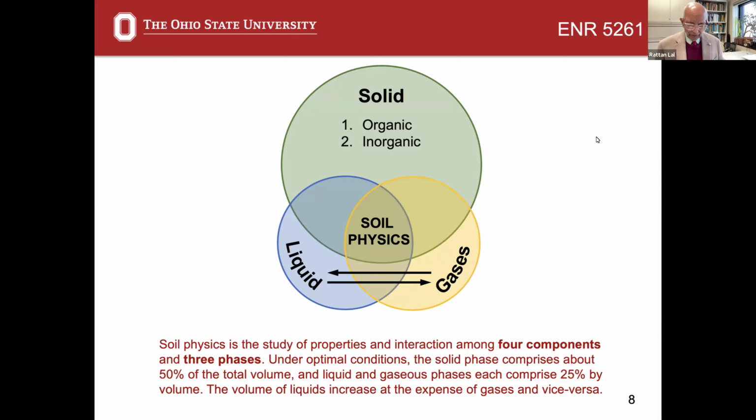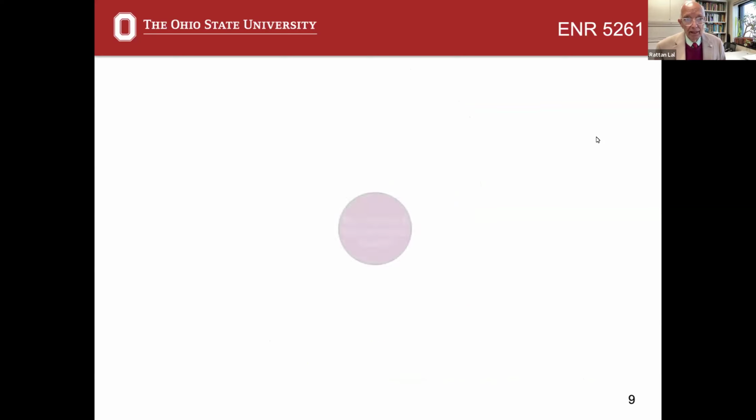When soil is saturated completely, the gaseous phase is 0. And when soil is completely dry, the liquid phase is 0. And it varies with time. The volume of liquid increases at the expense of the gas and vice versa. So as the liquid increases, gas decreases. As gas decreases, liquid increases. But at the same time, when soil bulk density goes up, the solid component in volume also decreases. That's the reason for the increase in bulk density.